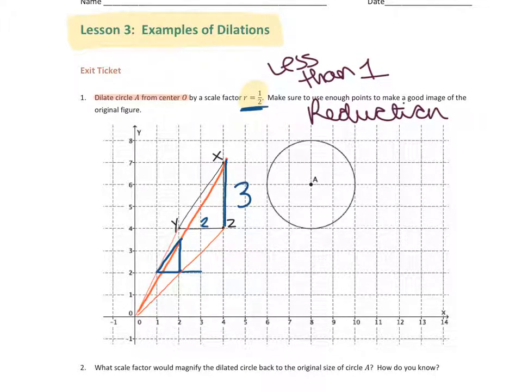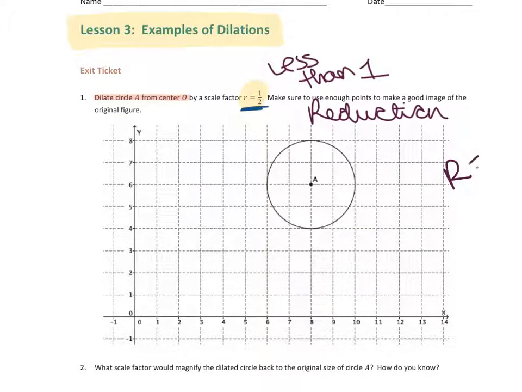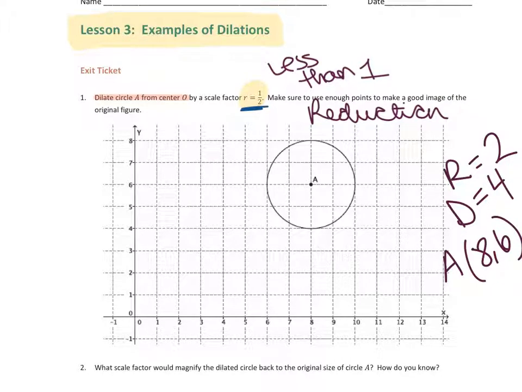All right, now let's take a look at this circle. In looking at the circle, we know that the radius is 2. We know that the diameter is 4. And we know that A is located at (8, 6). Well, remember, my scale factor is 1/2, so this circle is going to become half the size. So instead of the radius being 2, the radius is going to become 1. The diameter is then going to only be 2 across instead of 4 across.